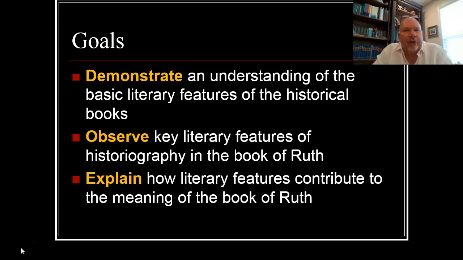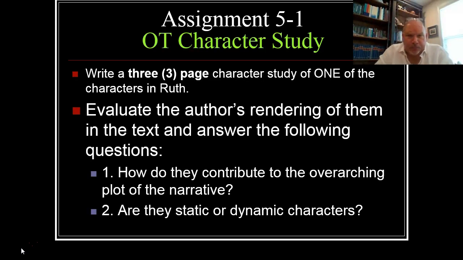So we're looking at different methodologies this week, and we'll be doing a character study and a word study this week as well. So in 5.1, it is an Old Testament character study of one of the main characters in the book of Ruth, and you get to choose who you want to dive more deeply into. You're to write a 3-page character study of one of the characters in Ruth. Evaluate the author's rendering of them in the text and answer the following several questions.